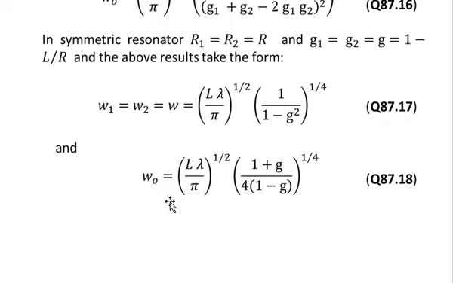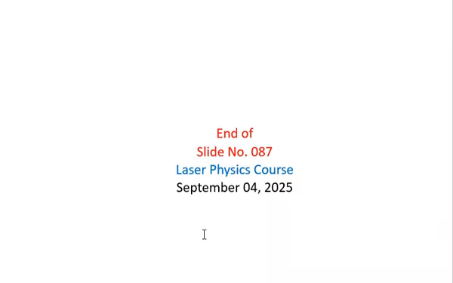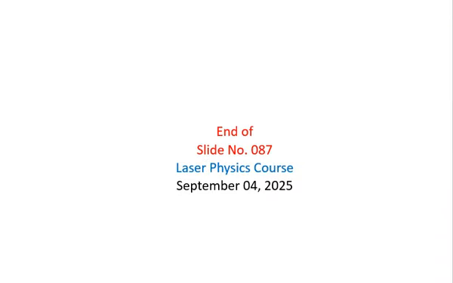So you see that we have found the radii of curvature, we have found the beam spots, we have found the beam waists at mirror 1, at mirror 2, and in the center. So the beam waist at the 3 different positions in terms of the g parameters and other parameters of the cavity have been found. For example, the separation of the cavity in terms of L and the wavelength of the light. So this completes our answer. And this is the end of slide number 87.